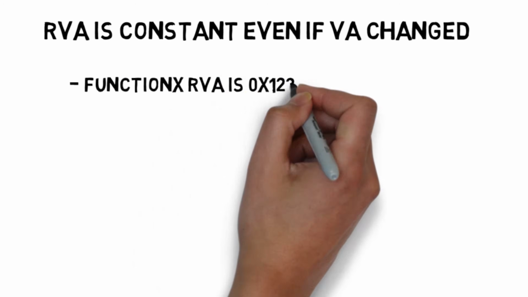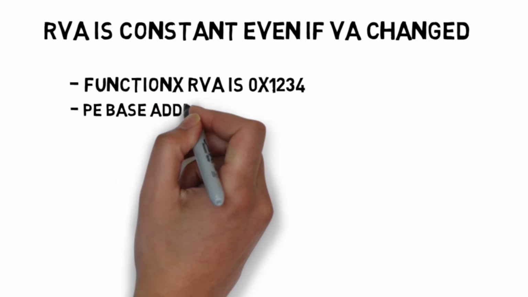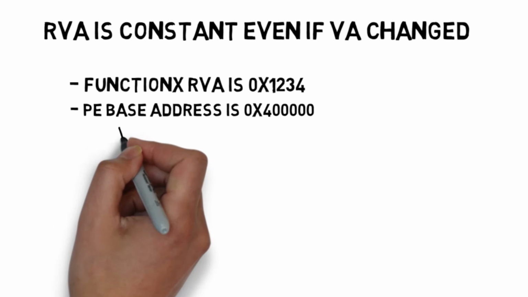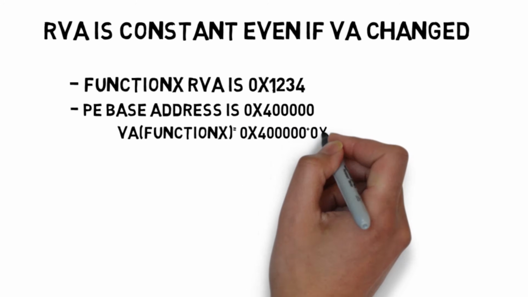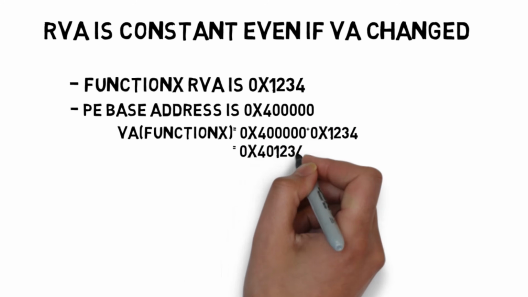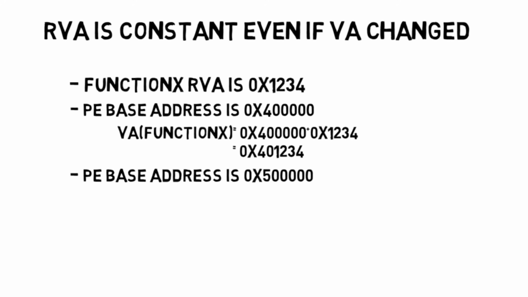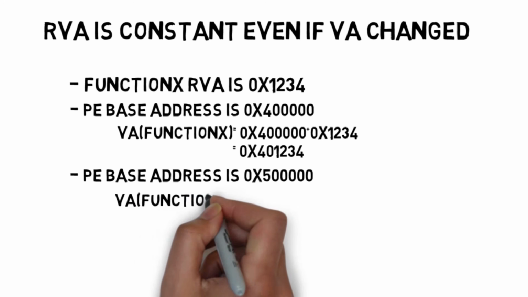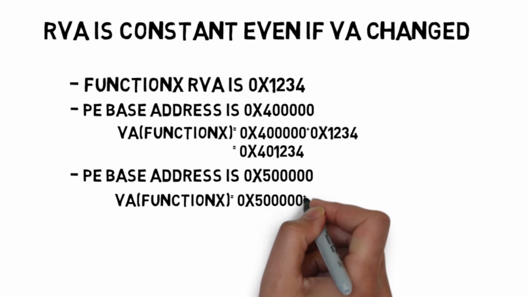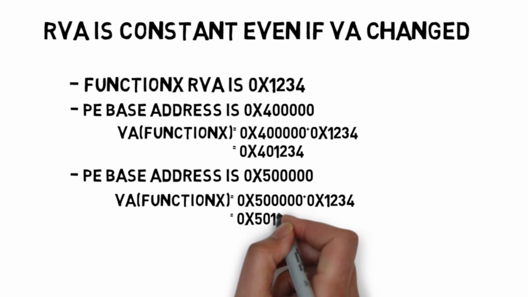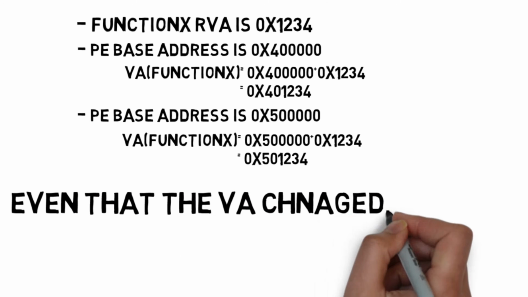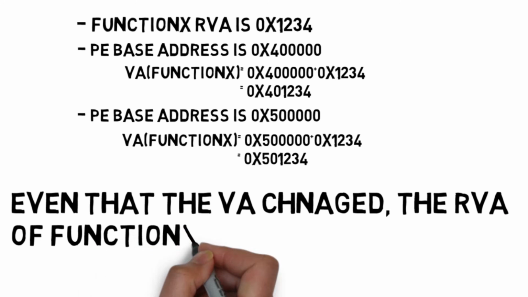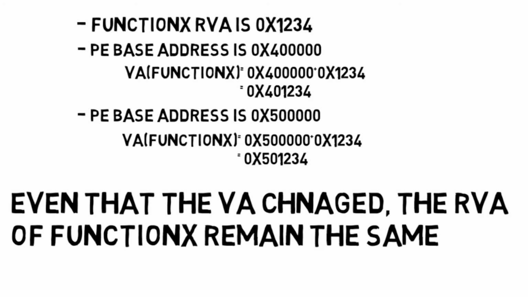Let's assume a function has an RVA of hex 1234. Depending on where the image is loaded, if loaded at hex 400000, the virtual address will be hex 400000 plus hex 1234, which is hex 401234. If loaded at hex 500000, due to ASLR for example, the VA will be hex 500000 plus hex 1234, which is hex 501234. Now in both cases, if we want to know the RVA of the function, we just take its virtual address minus the base address of the image and we get its RVA, which is the same for both cases. Now that we understand the difference between the virtual address and the relative virtual address, let's move on.